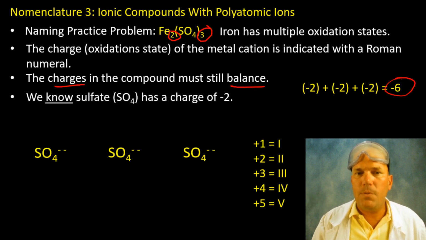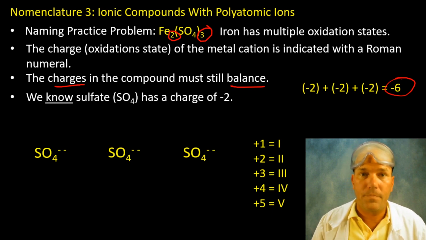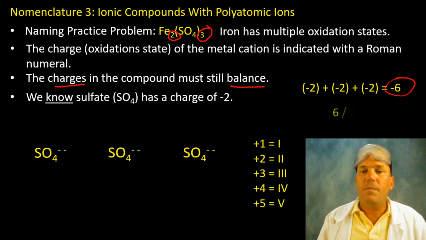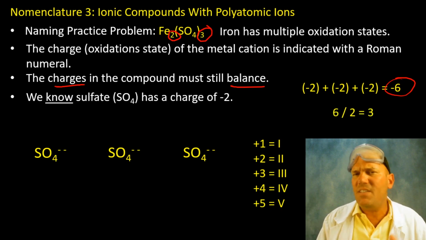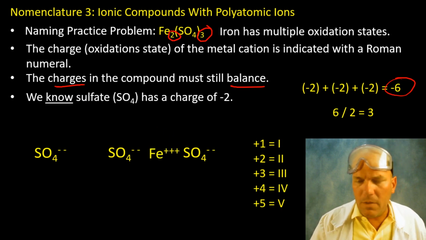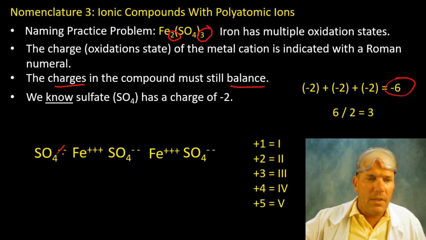Now again, students will say, this is iron 2 sulfate. That's wrong. The Roman numerals do not denote the number of atoms of the metal. They simply denote the charge of that metal. Okay, so if there's 2 of them, 6 divided by 2 gives 3. That means each iron must have a +3, and they're metals, so they're going to be positive. They give away electrons.